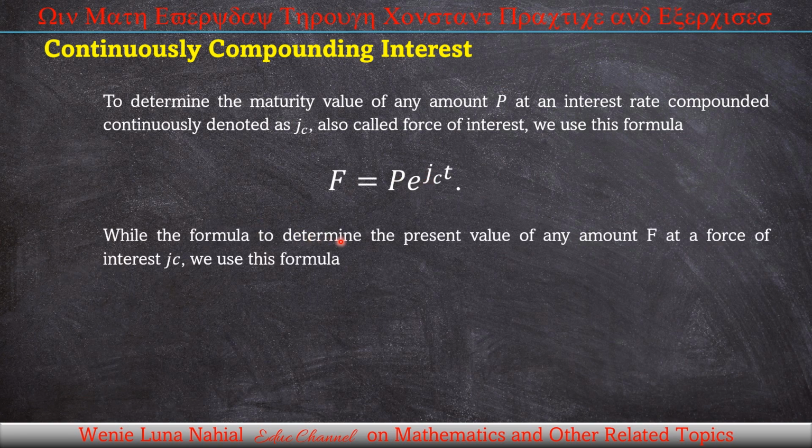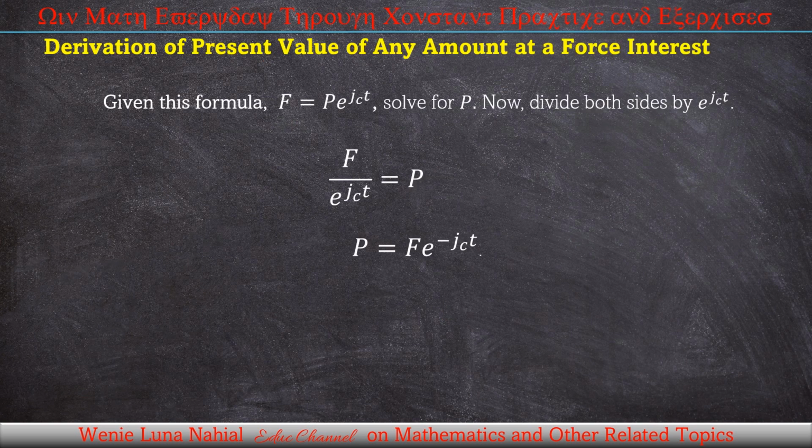While the formula to determine the present value of any amount F at a force of interest j sub c, we use this formula: uppercase P equals uppercase F times e raised to negative j sub c times t.